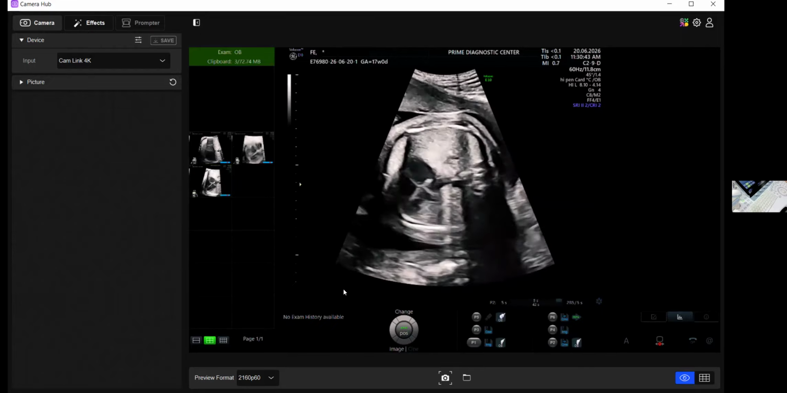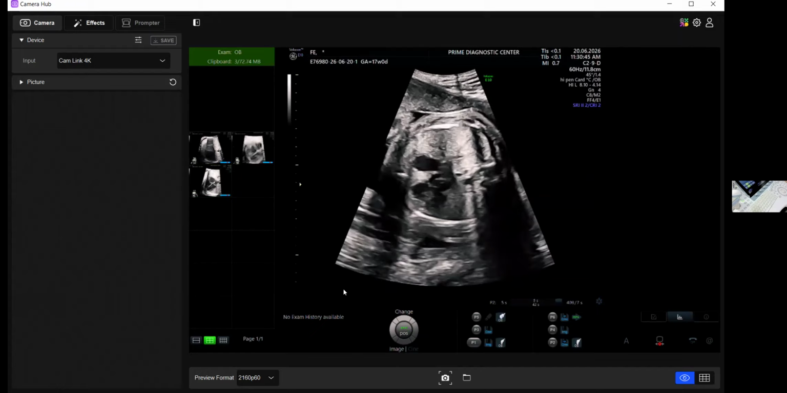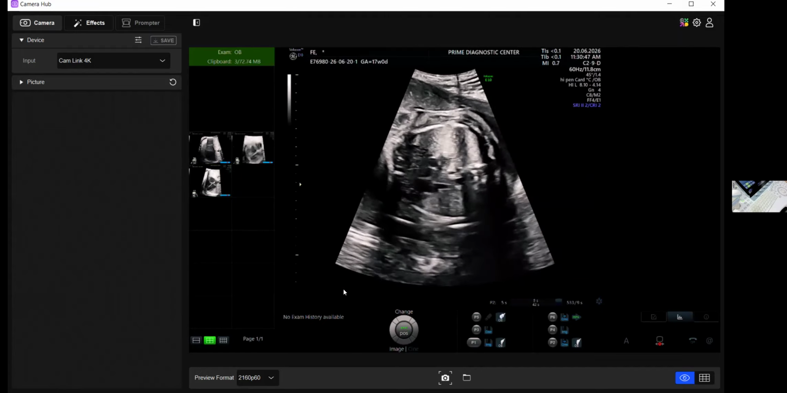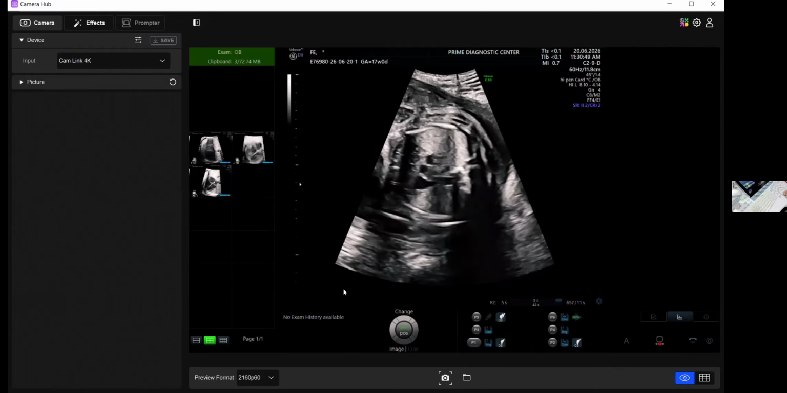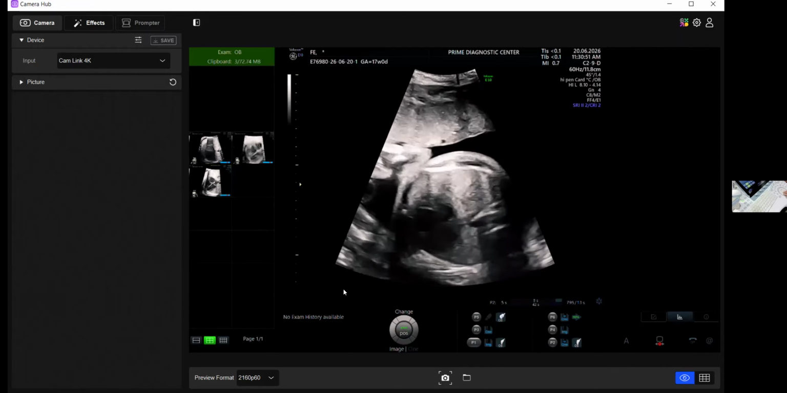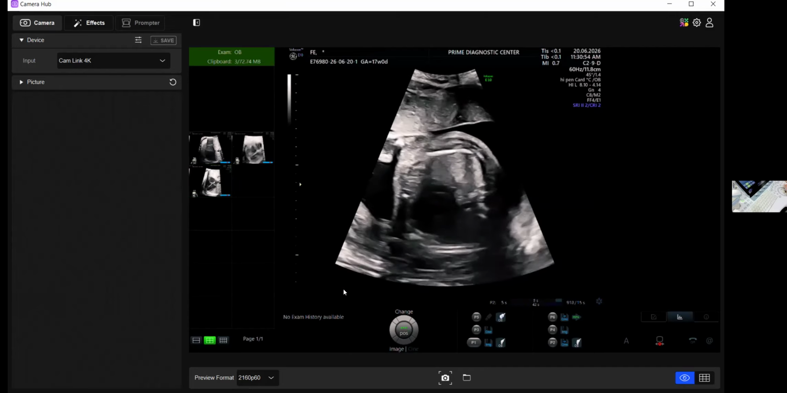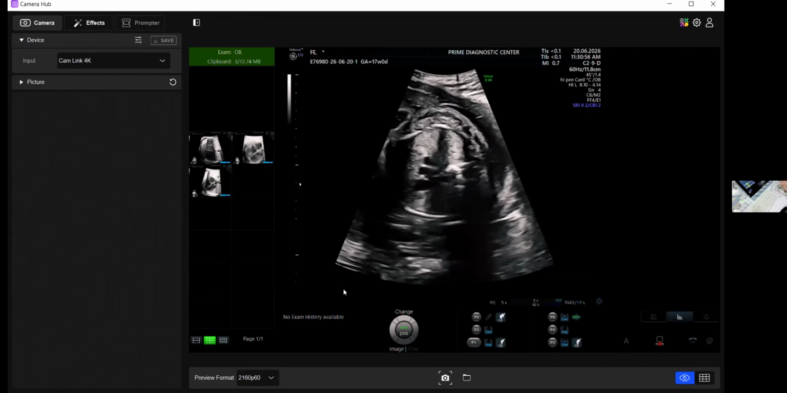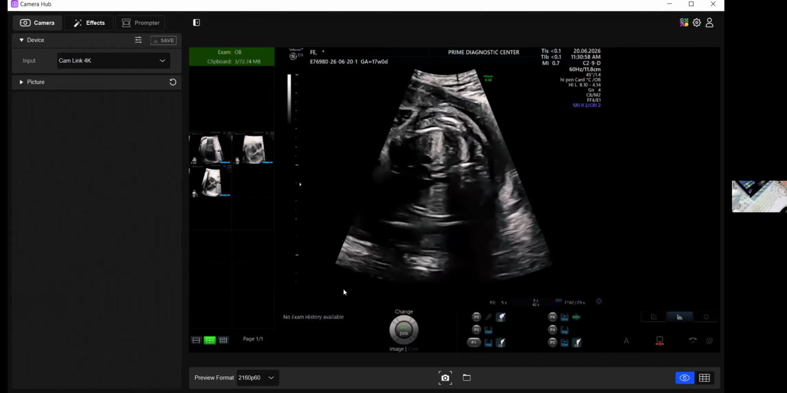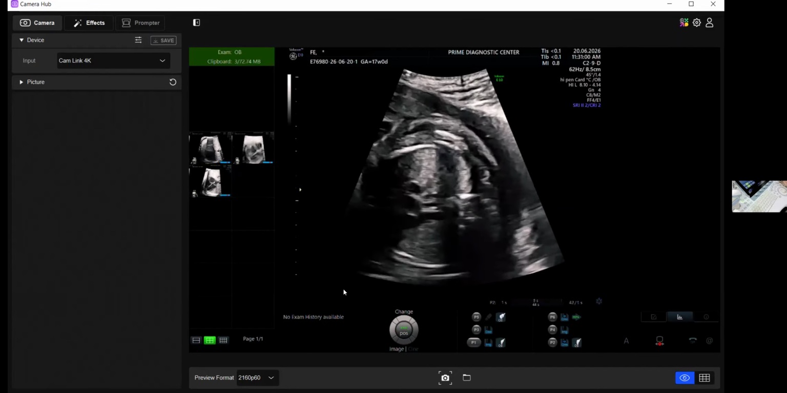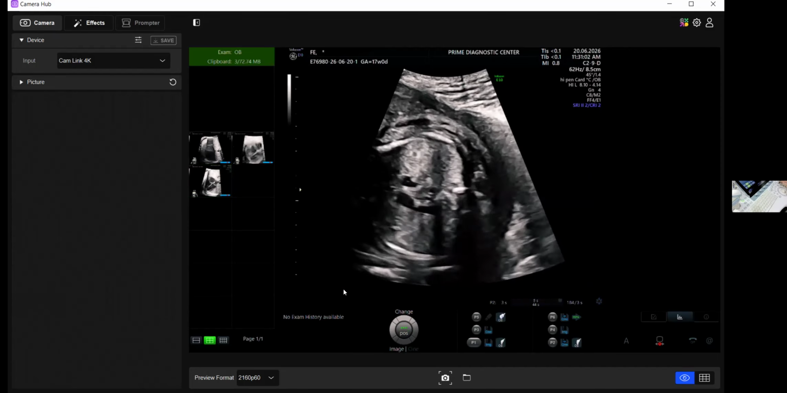Okay. Now we go to a 3-vessel trachea view. And what do we see here? How many weeks of gestation is that? 28. A lot of shadowing is there.